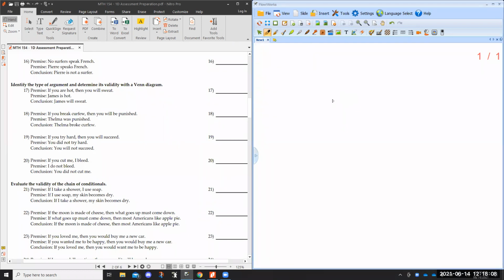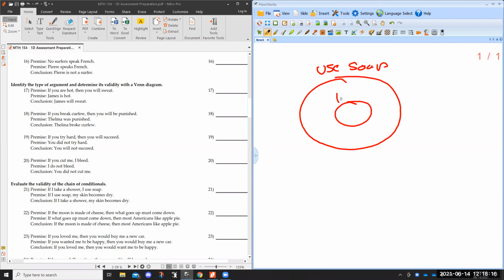If I take a shower, I use soap. Here's use soap. Take a shower. If I use soap, my skin becomes dry.